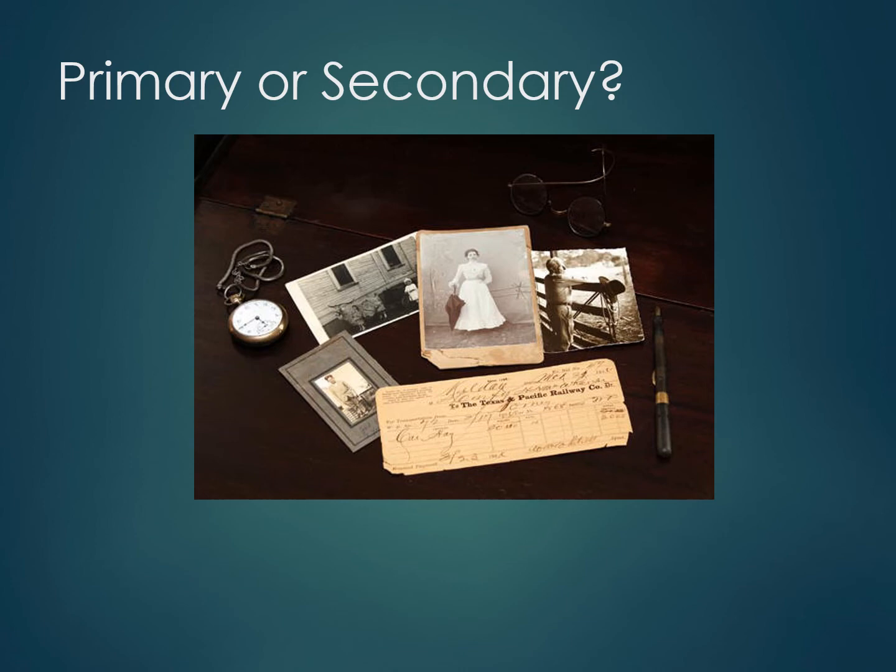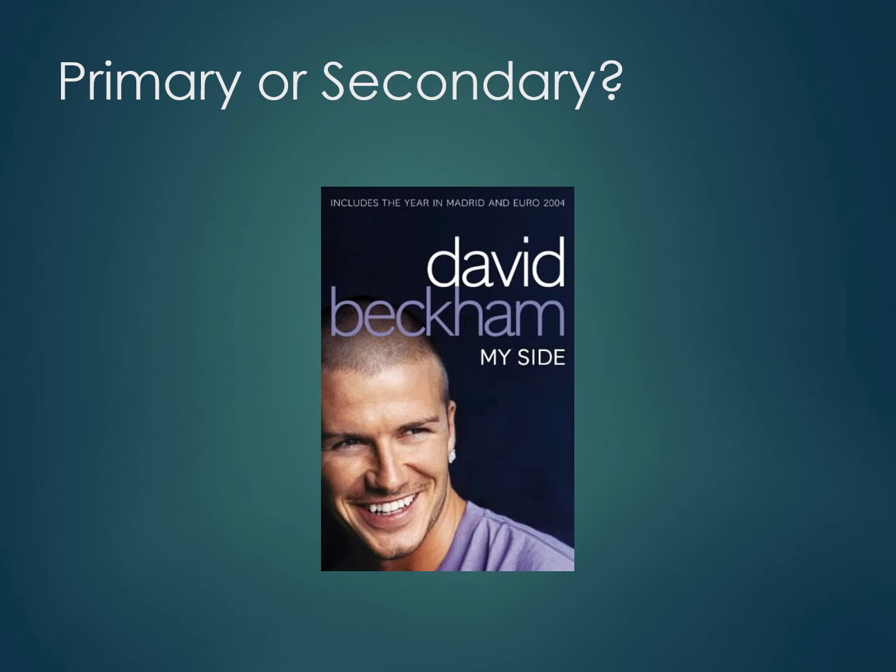All right, these things you could call the group of them memorabilia. They're people's personal belongings. So you see an old watch, a couple photographs, some sort of a receipt or a train ticket. Would these be primary or secondary sources? These would likely be primary sources.